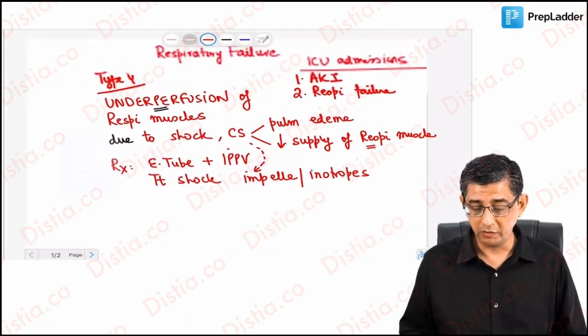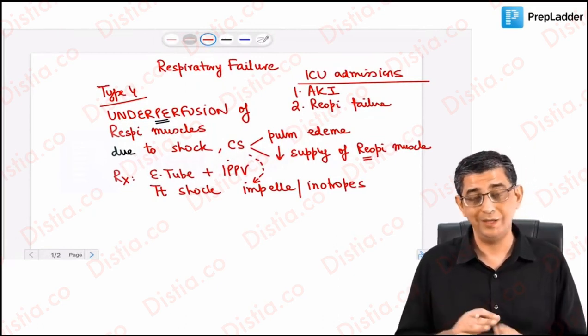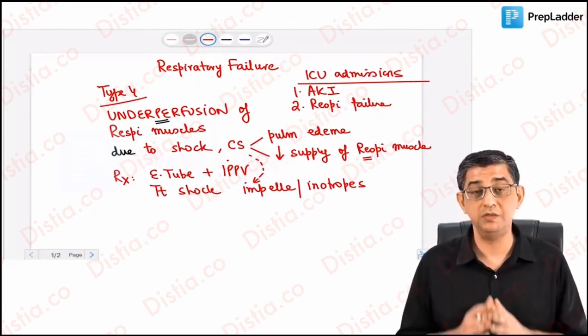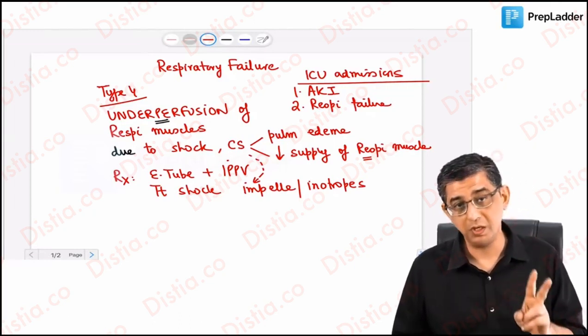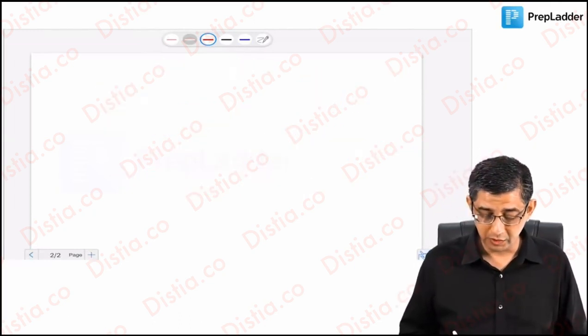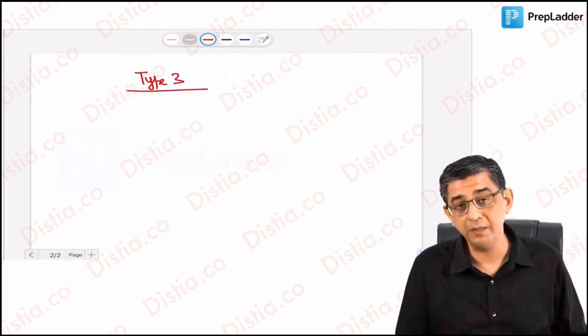So the main highlight of type 4 respiratory failure is that the blood supply is compromised and there is not any diaphragmatic paralysis. If he says the word diaphragmatic paralysis, respiratory muscle paralysis, it's type 2 respiratory failure. Let us now compare this with type 3 respiratory failure, which is again frequently asked. Let us see the reasons why.